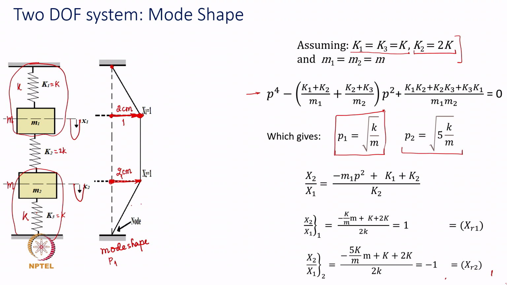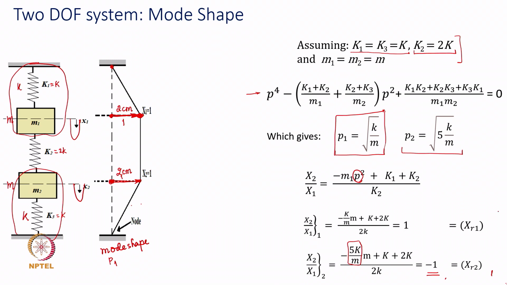So, if I substitute p as p2, we know that it is square root of 5k by m. So, this expression, p squared, now gets replaced by 5k over m, and you can show that this entire numeric value turns out to be equal to minus 1. This ratio turns out to be minus 1.